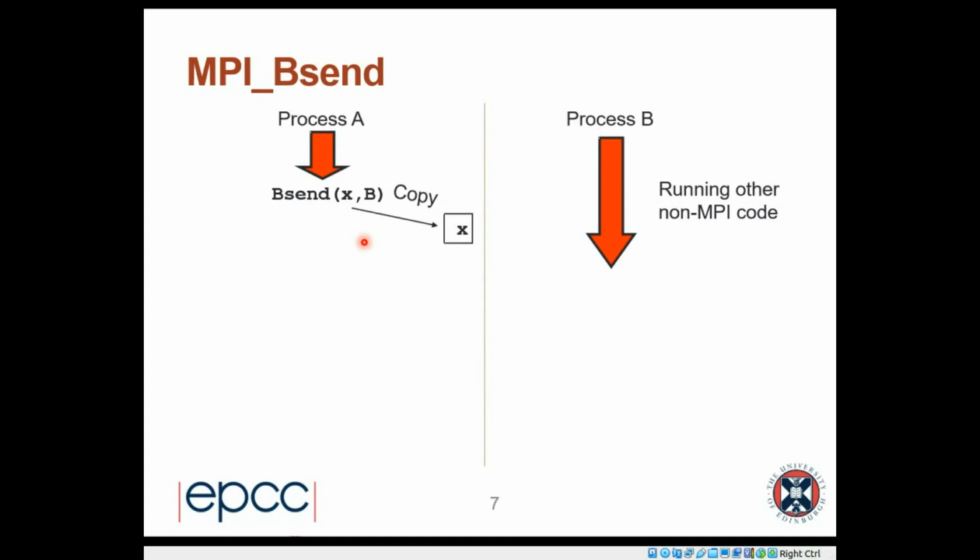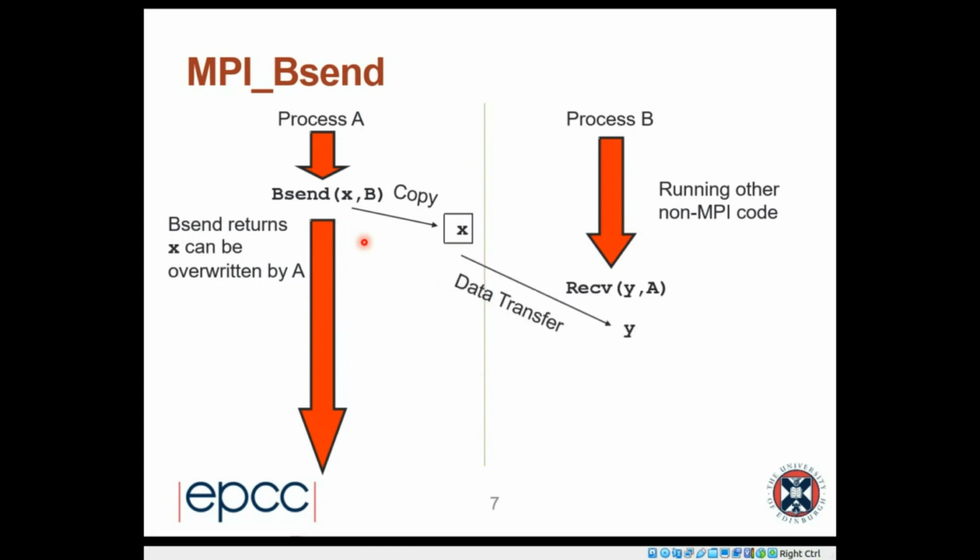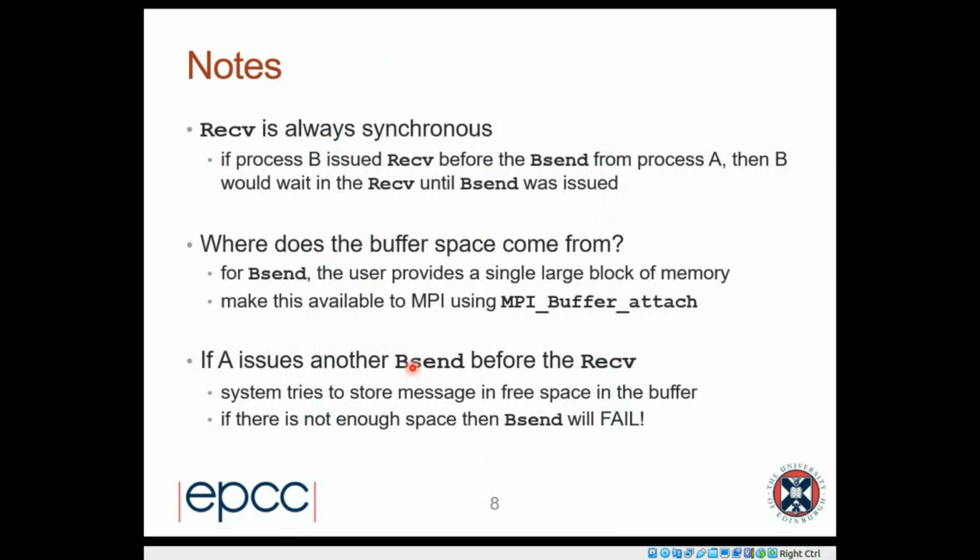So it is quite difficult. It's ugly to use, and it can be difficult to work out how much buffer space you need. If you get it wrong, you can get a program which works sometimes and not another time. It's nasty, and so we tend not to use it. So if A issues another Bsend before the receive, the system tries to store the message in the free space in the buffer. If there's not enough space, then Bsend will fail.